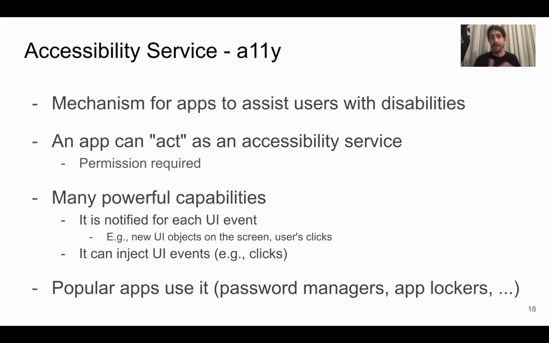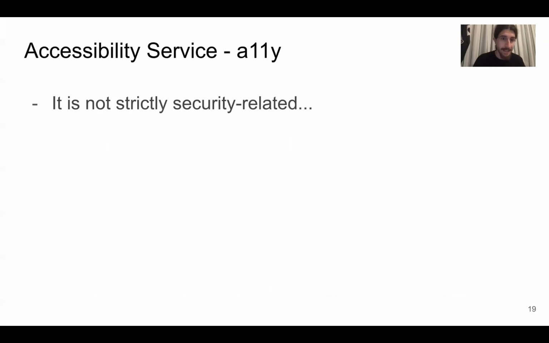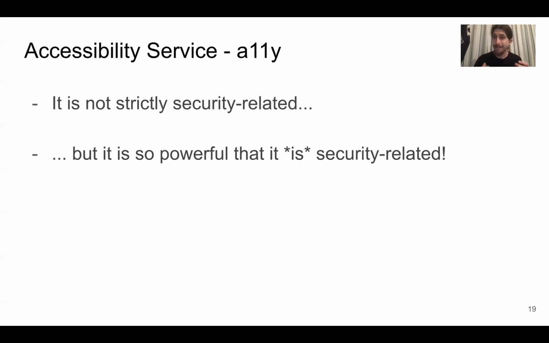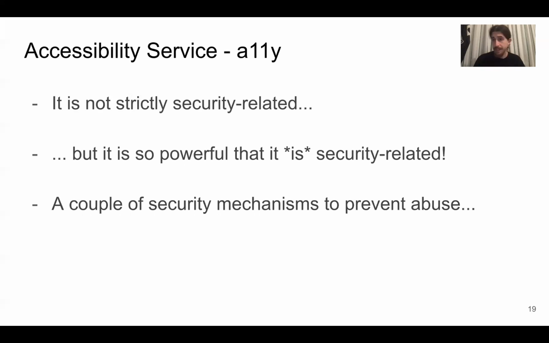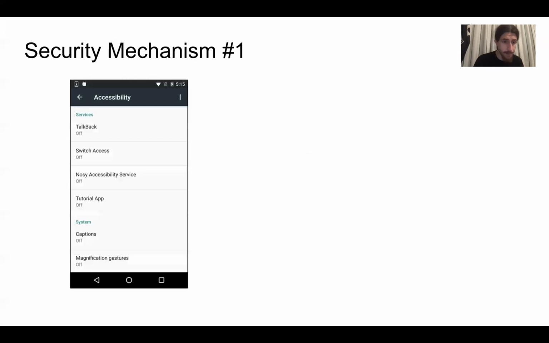Again, how do you know if the user is interacting with application XYZ? Well, when you go to application XYZ, there is a new UI event and the accessibility service will be informed. So if you are an accessibility service, you actually have a lot of information and a lot of power because you can actually do things. It is not strictly security related, but given the power that it has, of course, it becomes security related. As with every other powerful mechanism that could be abused, it becomes security related. So it's very powerful. There are several security mechanisms to prevent abuse, and let's get to some of them.